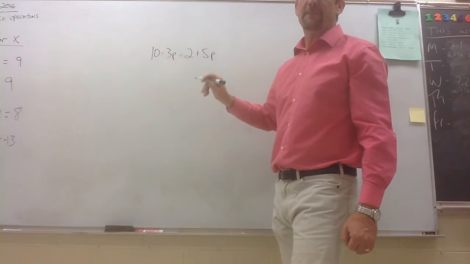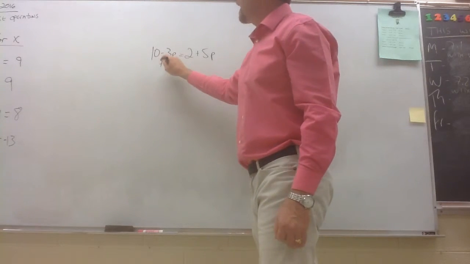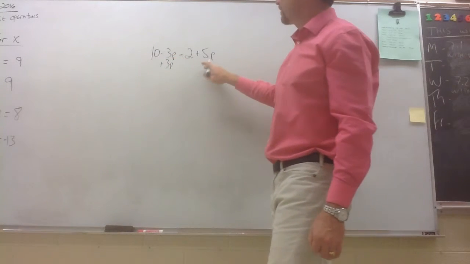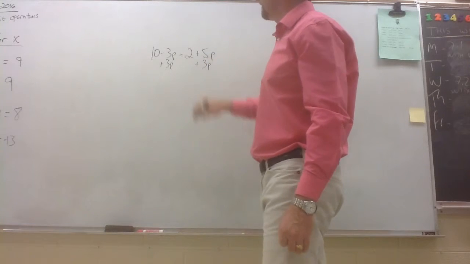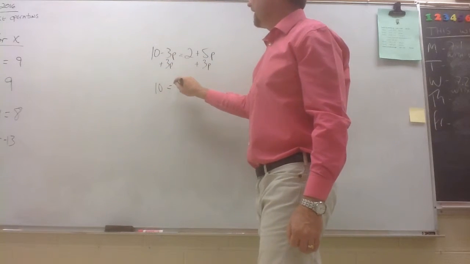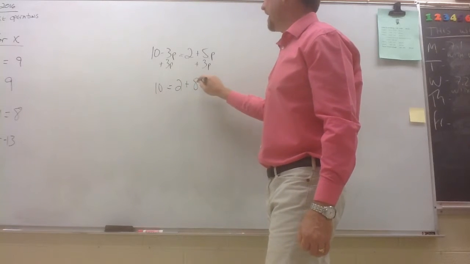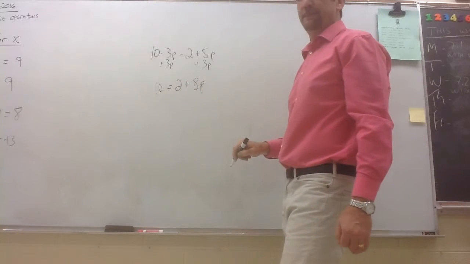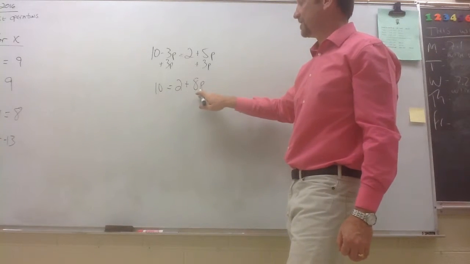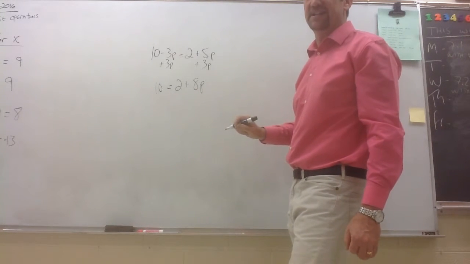So how do I get rid of a minus 3p? I would add 3p's. And if I add something to one side of the equation, I'm going to add the same thing to the other side. That leaves me with 10 equals 2 plus 8p. Okay, now we have a two-step equation. Our goal is still to try and get this p by itself.